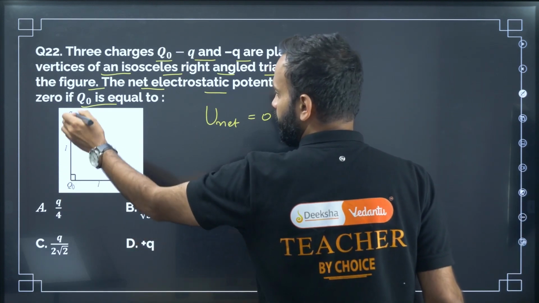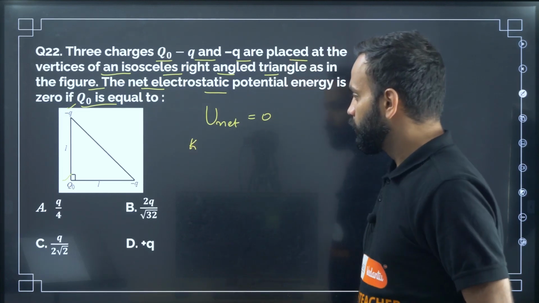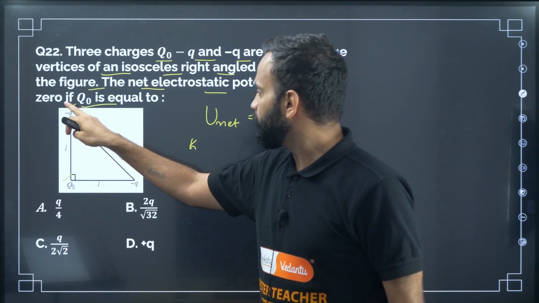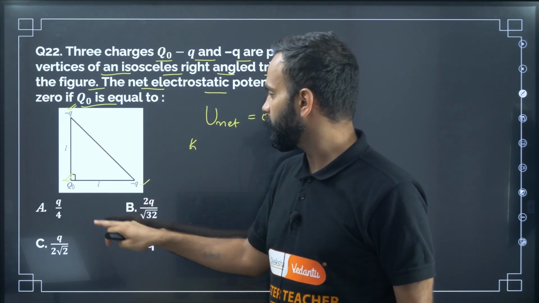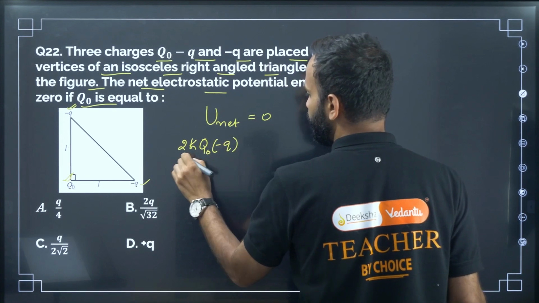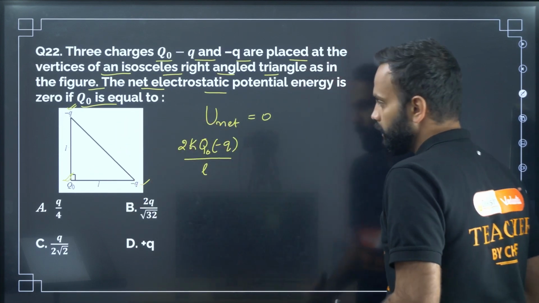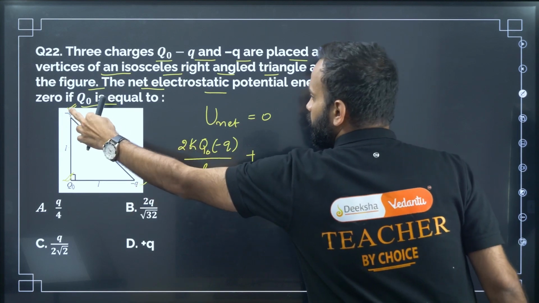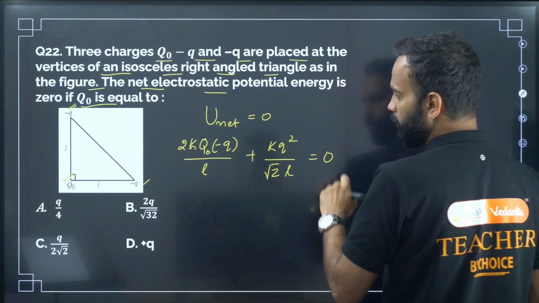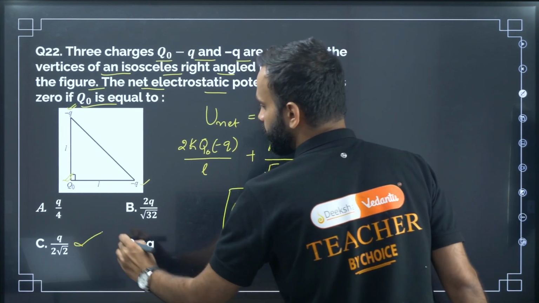Electrostatic potential energy or interaction energy between minus Q and Q0. So this is an isosceles triangle, right? Here the length is L and L. So what about the hypotenuse? Root 2 L. And the interaction energy between minus Q and Q0, this Q0 is the same as the other minus Q and Q0. So now I can write it as 2 into K into Q0 times minus Q divided by L. This is the interaction energy between Q0 and these two minus Qs, plus interaction energy between minus Q and minus Q. So that will be K Q square divided by root 2 times L, which is equal to 0. So now solve this, you will get Q0 is equal to Q divided by 2 root 2. The correct option is C.